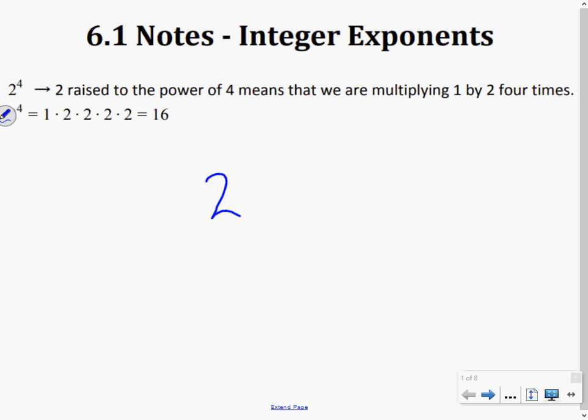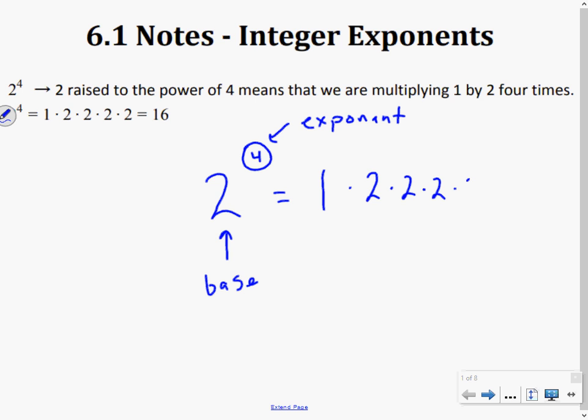When we have this, we call this our base, we call the little number up here our exponent. And what that means is we're multiplying the number 1 by this base of 2 this many times. So we're multiplying 1 by 2 4 times, and if you do that multiplication, you're going to get 16.